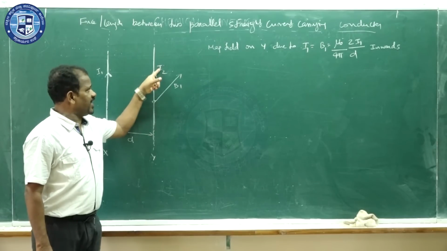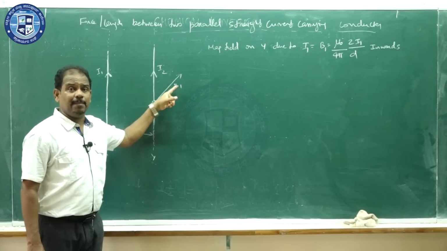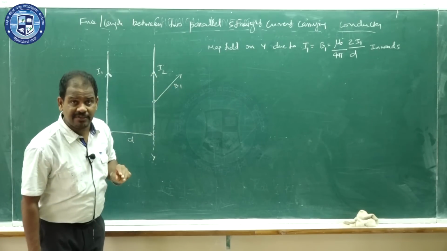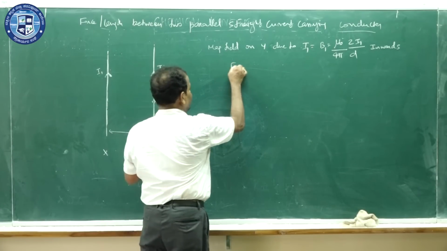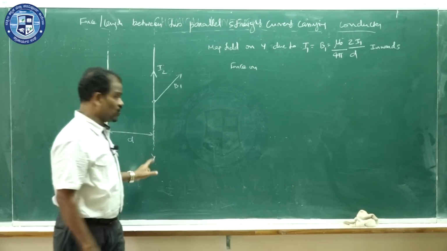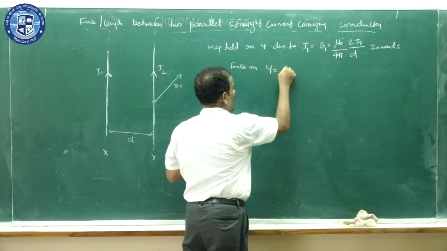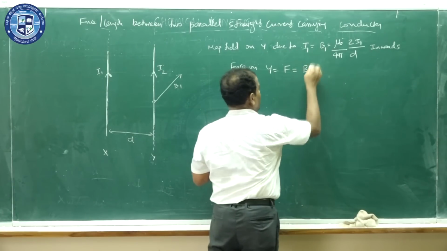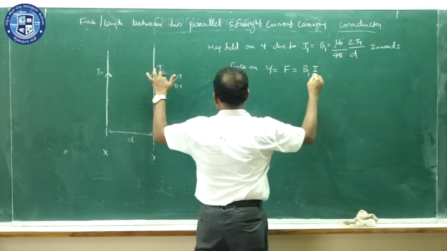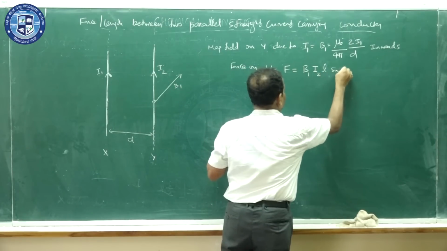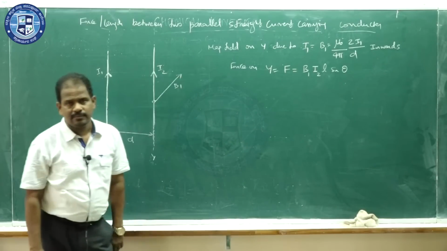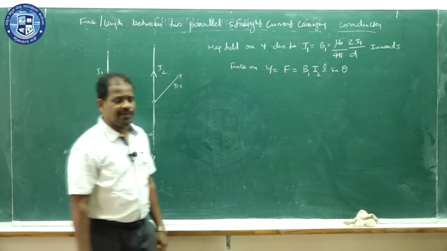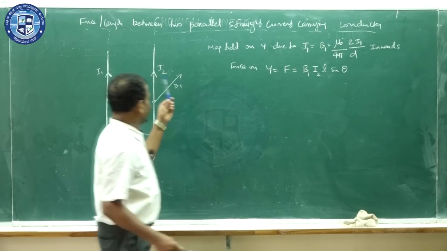Applying this formula, in this case this is a wire which carries current I2, and this conductor is kept in the magnetic field B1. A current carrying conductor kept in a magnetic field experiences force. So force on whom? Force on Y. I call it F, and it is given by the formula B1 into I2 into L into sin theta. What is theta? Theta is the angle between the magnetic field and the current. What is the direction of the current here? Here the current is vertically up.